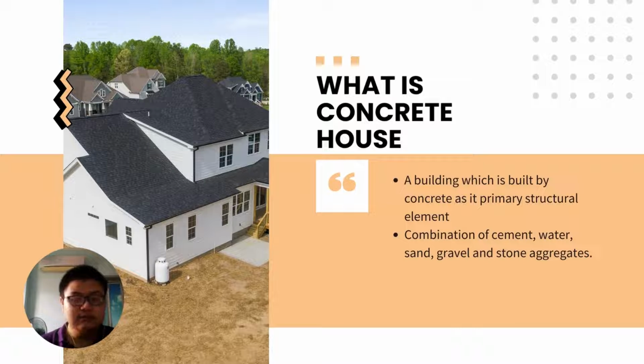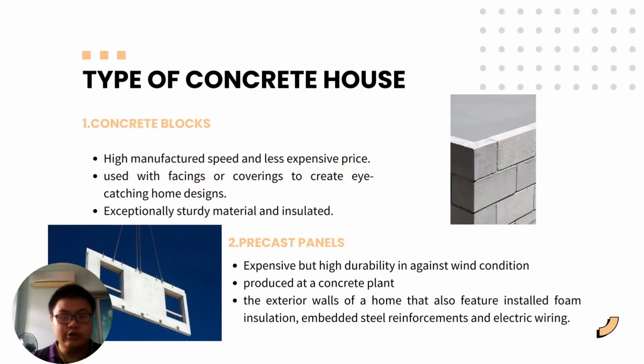A concrete house is a building which is built with concrete as its primary structural element. It is made by using a combination of cement, water, sand, gravel, and stone aggregates. It is also combined with various chemical properties so that the material can become stronger and more durable. Concrete house construction can be classified into a few groups.